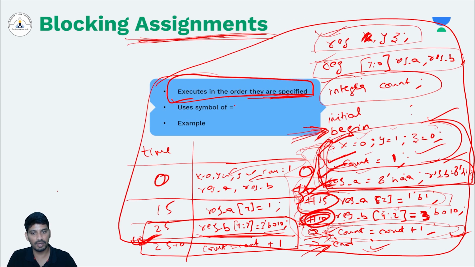In the case of blocking statements, it took 25 nanoseconds to perform these things. I'm not comparing in terms of time delays, but I'm just telling that in the case of blocking statements, it will execute sequentially and then add to the previous time period. After it waits for 15 nanoseconds, if you give 15 nanoseconds, it will then add 15 plus 10 to execute the next statement.